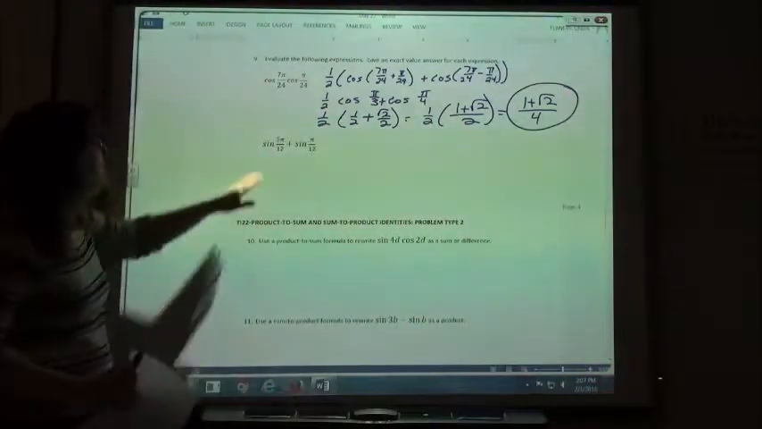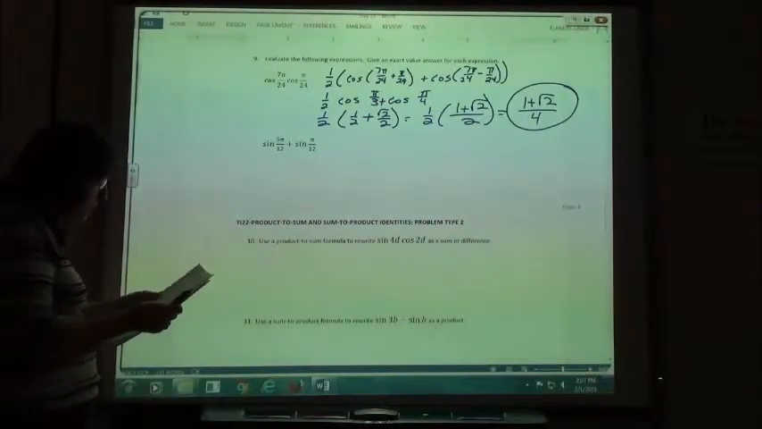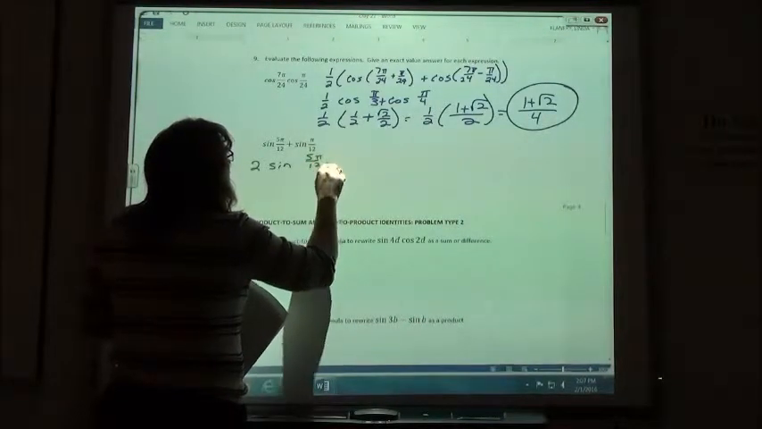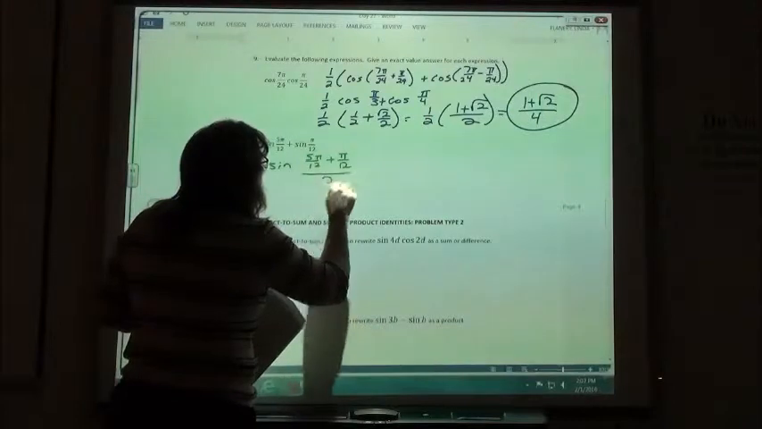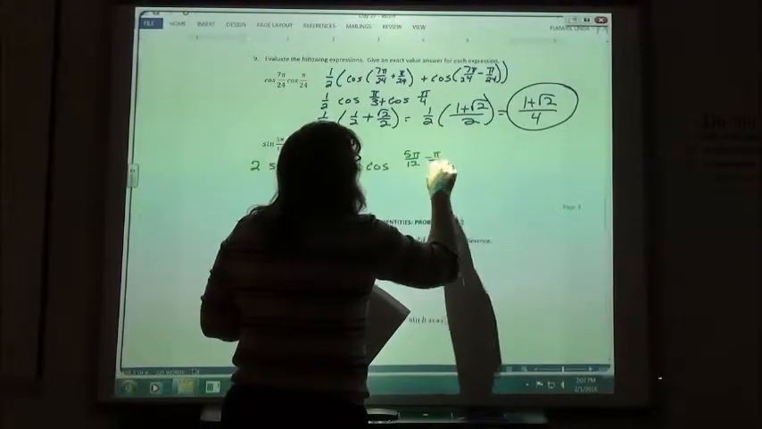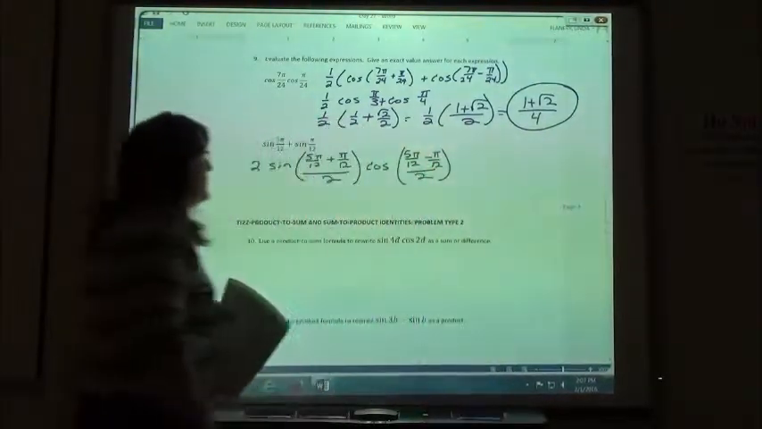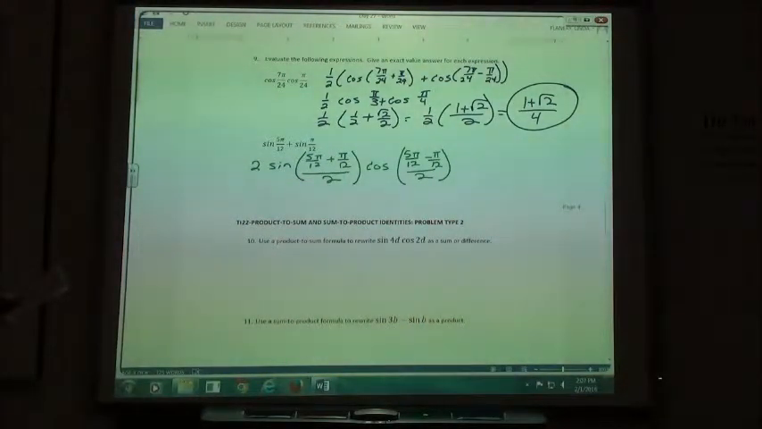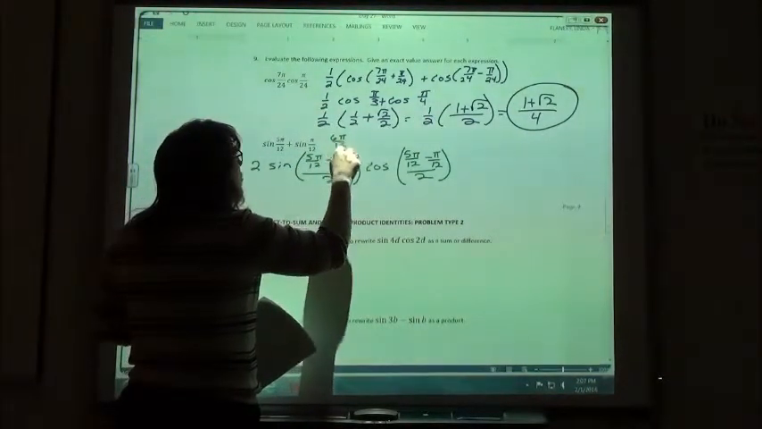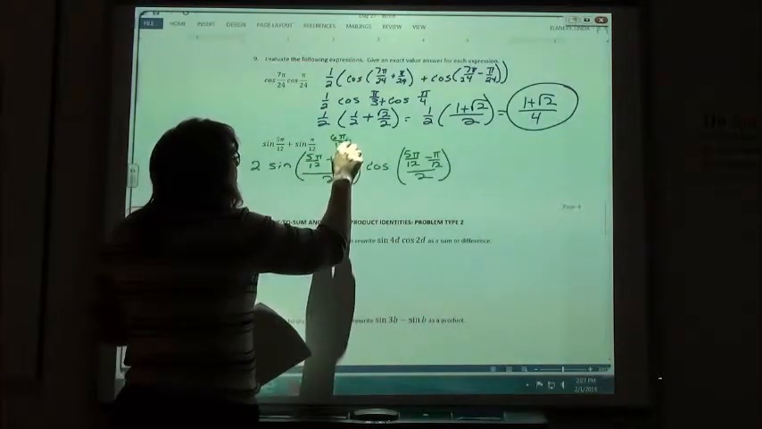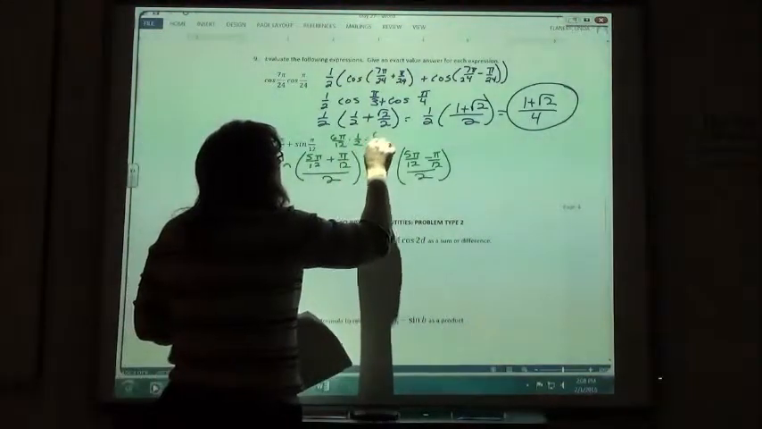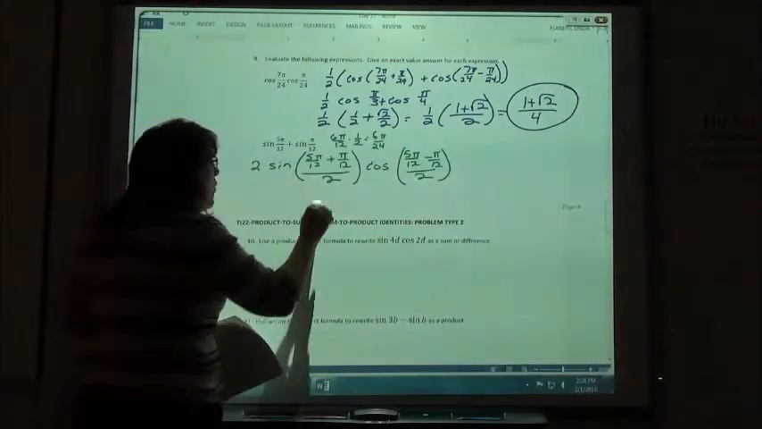And the second part of that, we have a sine plus a sine. So if I look up my formula, I'm going to have 2 sine of (5 pi over 12 plus pi over 12), all divided by 2, and then cosine of (5 pi over 12 minus pi over 12), again divided by 2. So radian measures, we got to mess with those fractions in there. So 5/12 plus 1/12 would be 6/12, or 6 pi over 12. Since it's divided by 2, I can multiply by the reciprocal. So I would get 6 over 24. 6 over 24 reduces down to pi over 4.